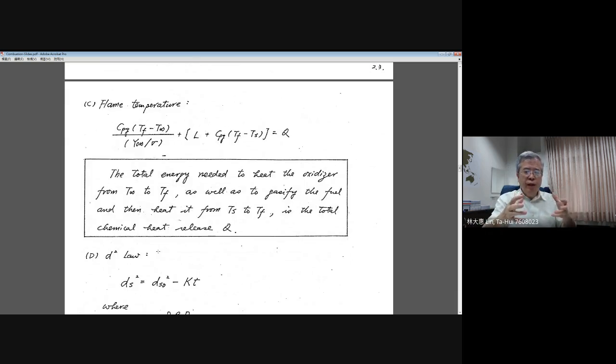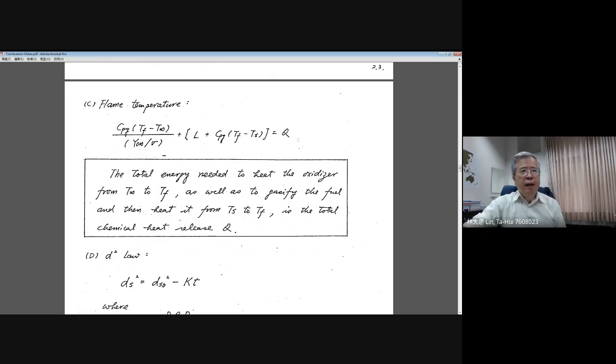Then the diffusion flame has the fuel coming in from the droplets and oxygen coming in from the surroundings. They meet together and burn. And you assume at the diffusion flame, you will burn 1 kilogram of fuel. Then they will release Q, right? Q represents the heat of combustion per 1 kilogram of fuel.